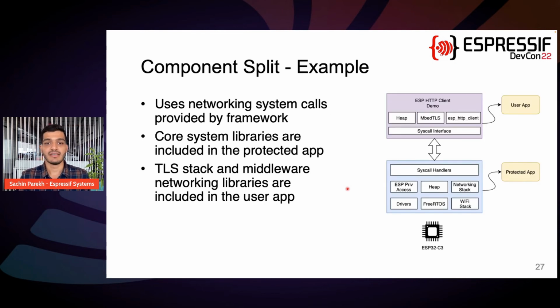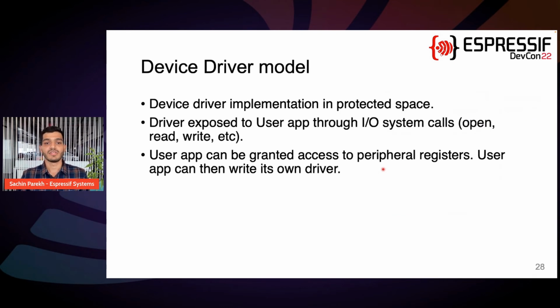So this is the real life example which I was just talking about. We have this ESP HTTP client example in our repository, which you can go and try out. In this, the user app has the entire mbedTLS stack and the ESP HTTP client component, and the protected application only handles the operating system, the Wi-Fi stack, and the networking stack. In this way, the component split can be achieved the way you want, depending upon the application use case. Now let's look at certain design choices that we have made.